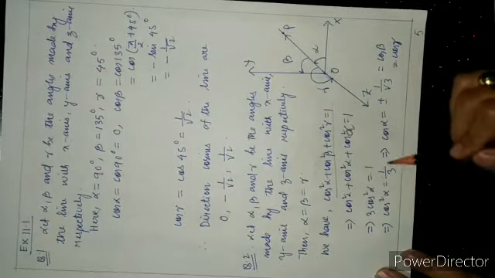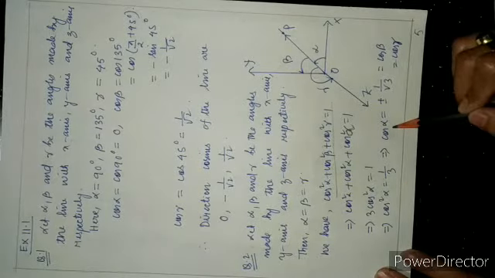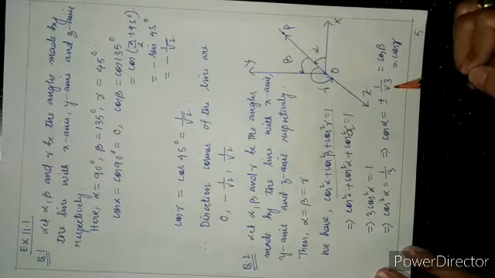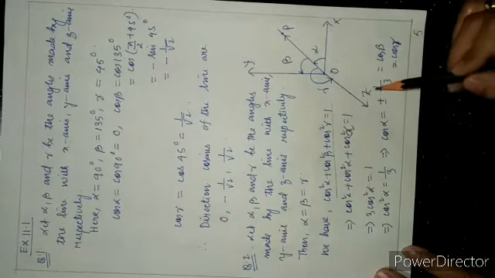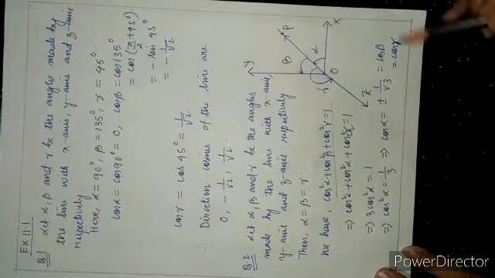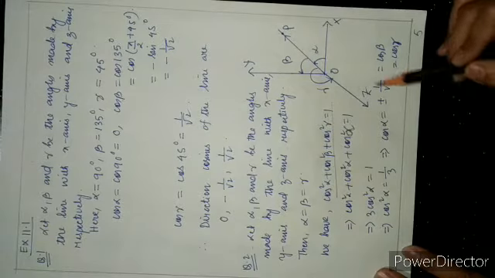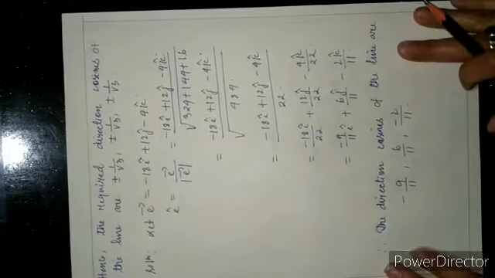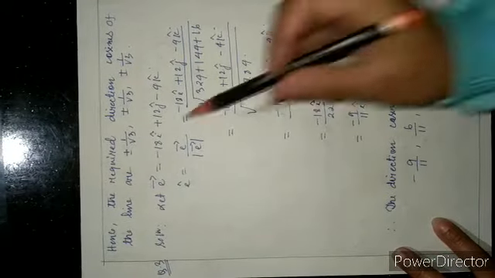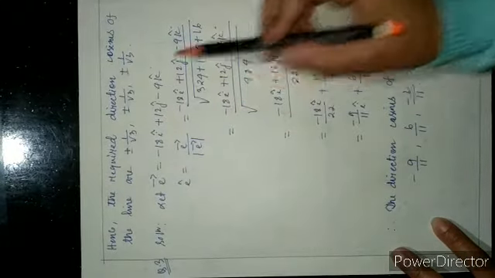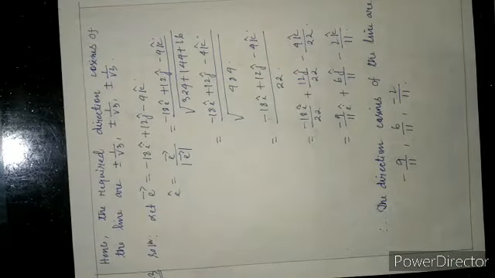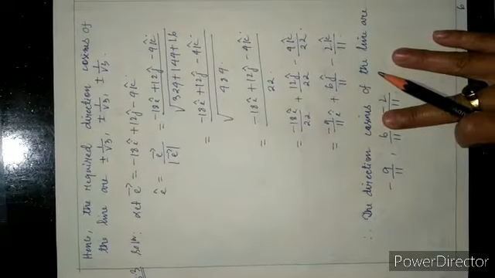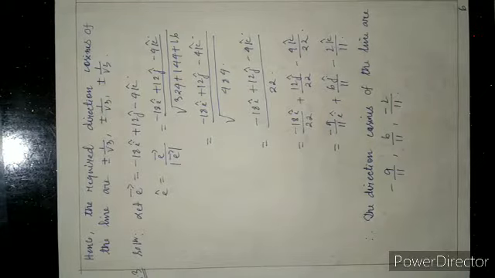Taking square root on both sides of the equation, the value of cos alpha is plus minus 1 by root 3, equal to cos beta and cos gamma, since alpha, beta, gamma are equal. Hence, the required direction cosines of the line are plus minus 1 by root 3, plus minus 1 by root 3, and plus minus 1 by root 3. These are the direction cosines of a line making equal angles with the three coordinate axes.